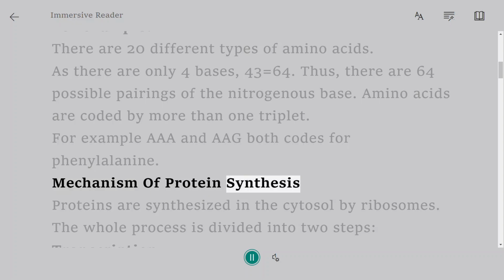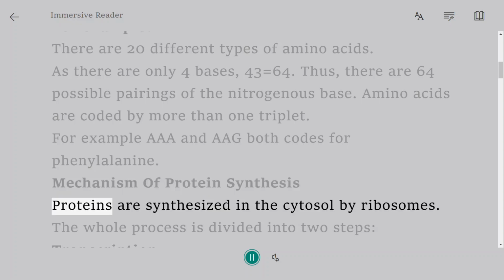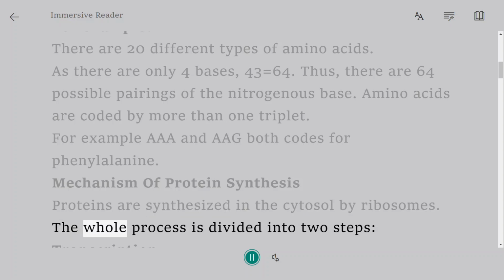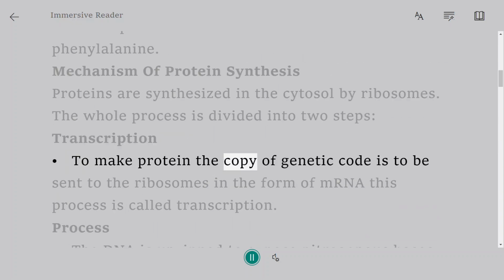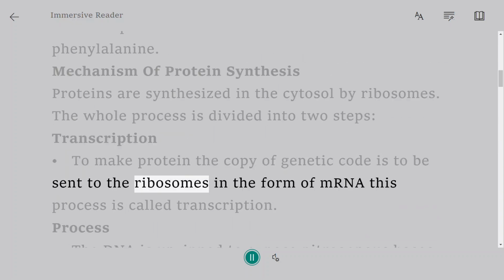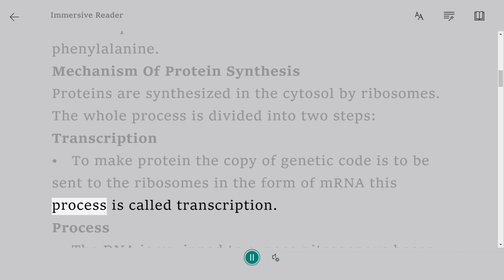Mechanism of protein synthesis. Proteins are synthesized in the cytosol by ribosomes. The whole process is divided into 2 steps. Transcription. To make protein, the copy of genetic code is to be sent to the ribosomes in the form of mRNA. This process is called transcription.